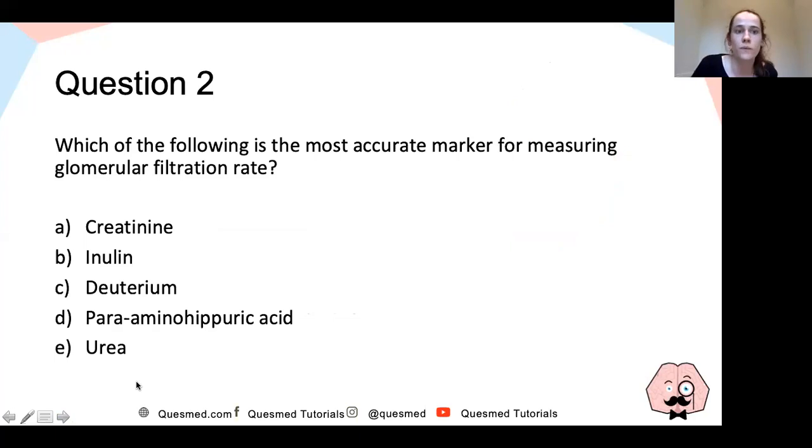Question 2. Which of the following is the most accurate marker for measuring glomerular filtration rate? So it's the most accurate. Is it A, creatinine, B, inulin, C, deuterium, D, para-aminohippuric acid, or is it E, urea?